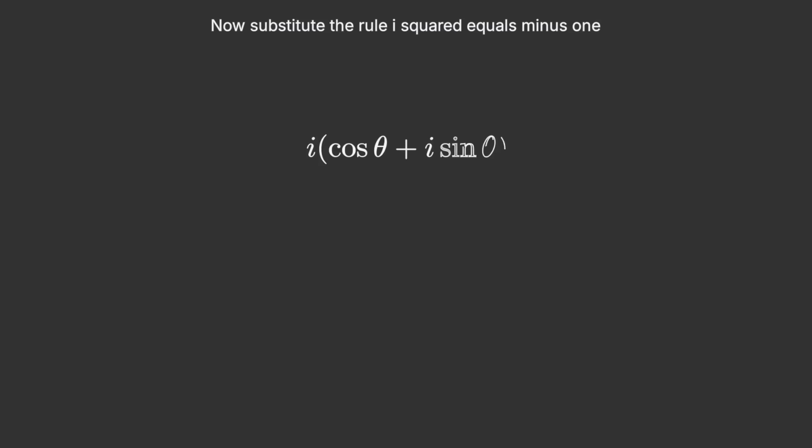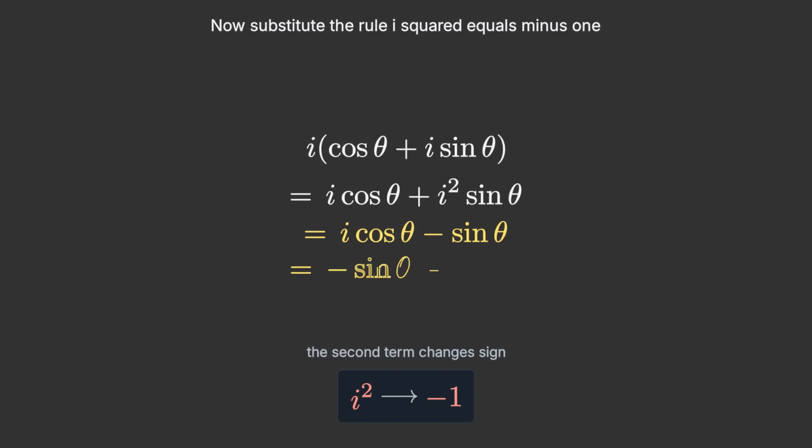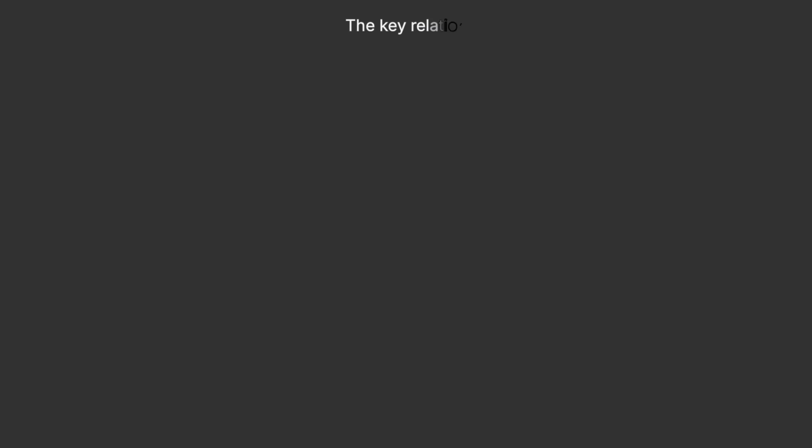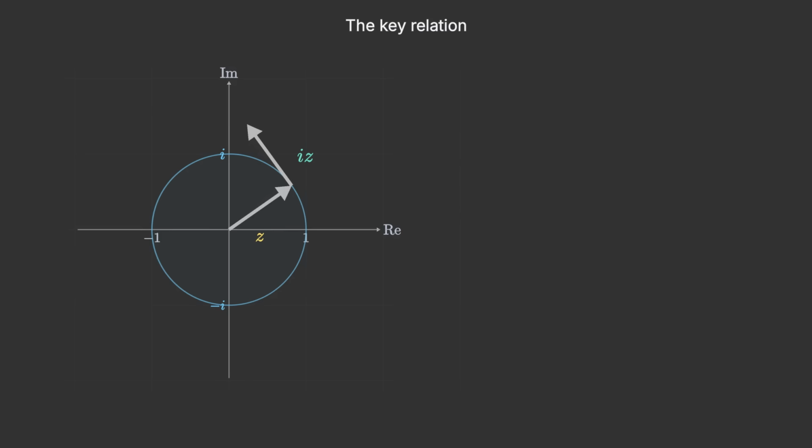Now compare that derivative with z multiplied by i. Start from cosine theta plus i sine theta. Multiply every term by i. The second term contains i squared. Since i squared equals -1, it becomes minus sine theta. Therefore, the derivative of z is i times z.